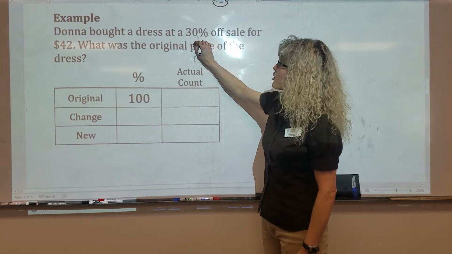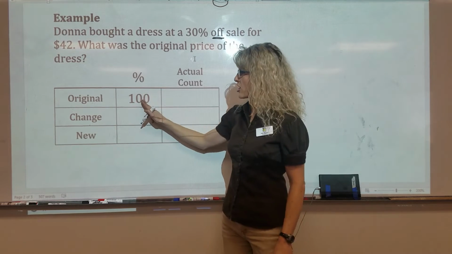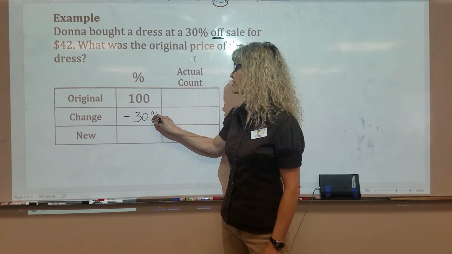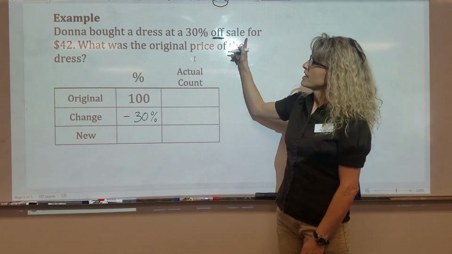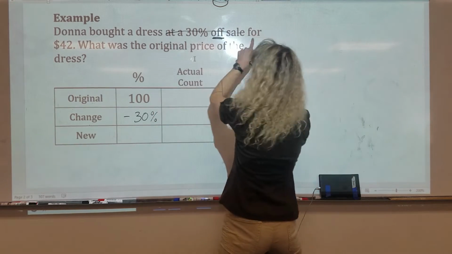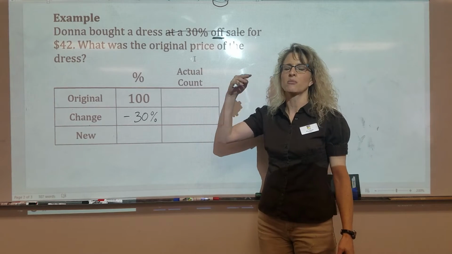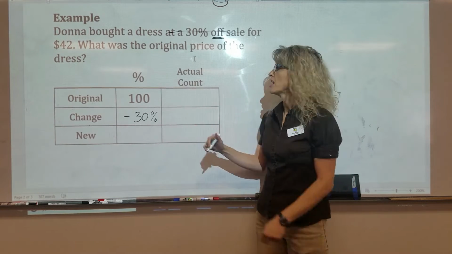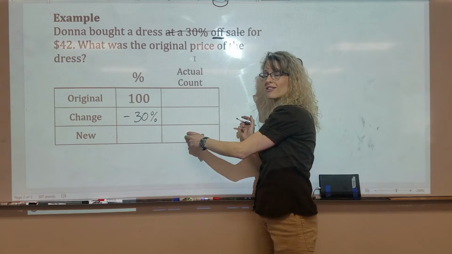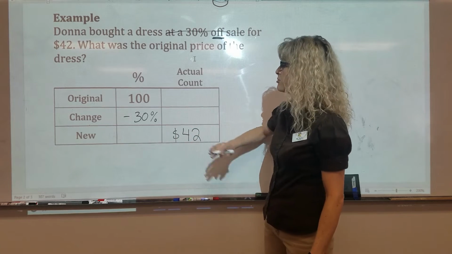She buys it at 30% off. We have a change. So we started at 100%, and we changed because we got 30% off the price. And what did she pay? It says Donna bought a dress for $42. Was that what the dress started as, or is that what she paid? She paid. That's $42. So this goes here. This is her final paid price.